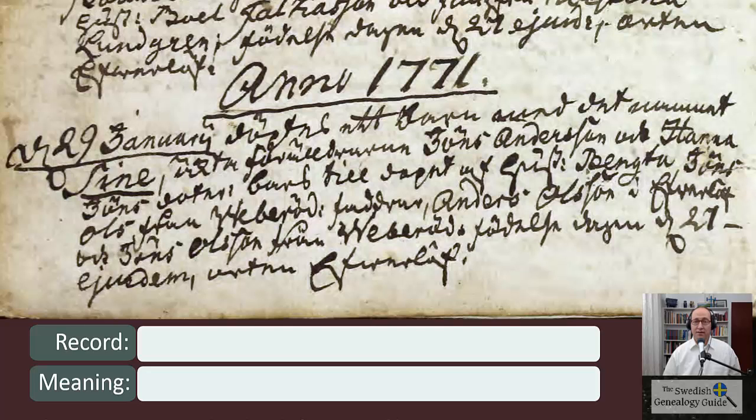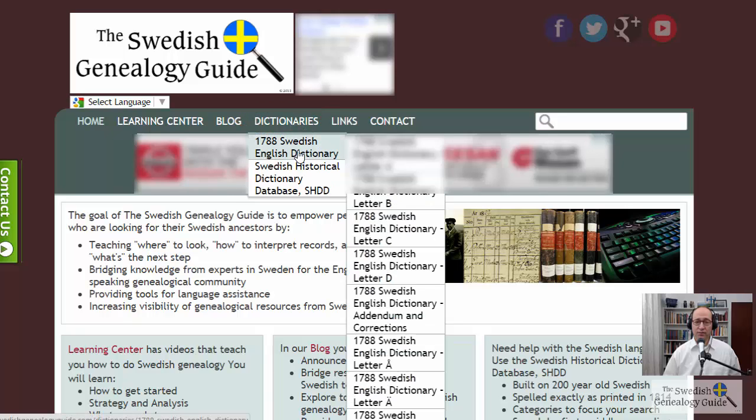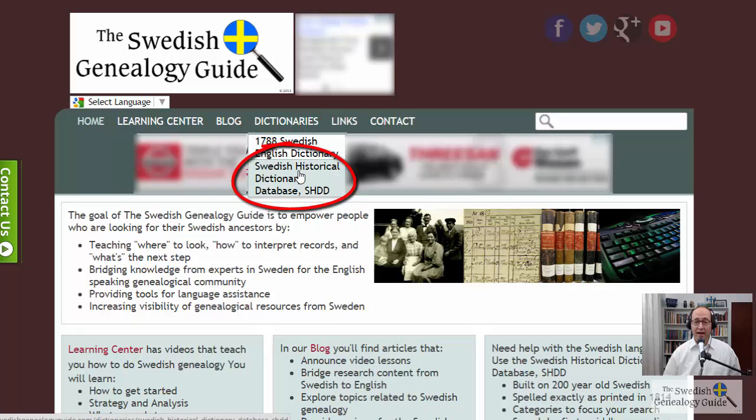The next word is et, E-T-T, which means one or a. And then we have another word where the first letter is kind of smudged. You're not quite sure what it is. And then we see A-R-N. And so in this case, I'm going to show you another tool to be able to figure out what this word is. So I go back to the homepage of the Swedish Genealogy Guide. I click on the word dictionaries, and then I click on Swedish Historical Dictionary Database, SHDD.